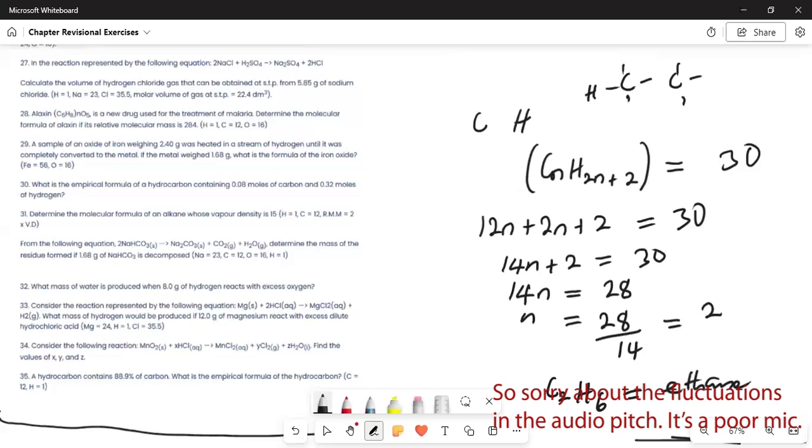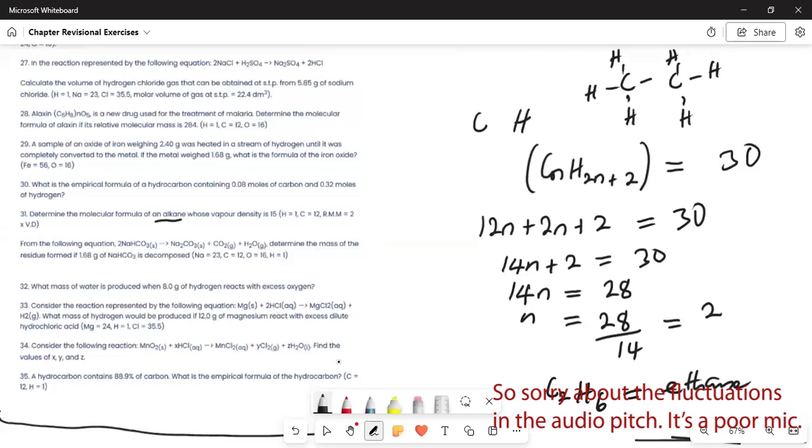Look at the structure, C2H6. So when a question like this is given, they didn't specify the type of hydrocarbon, the type of alkane rather. That is question 31. We say determine the molecular formula of an alkane. The alkane is not specified, but we know the vapor density.